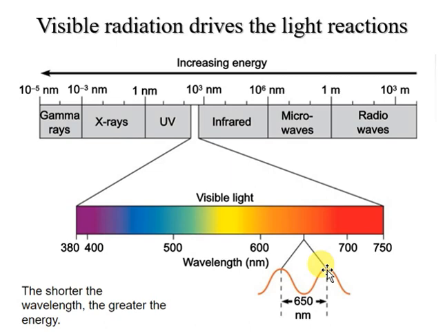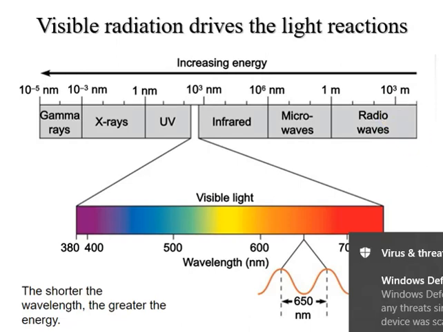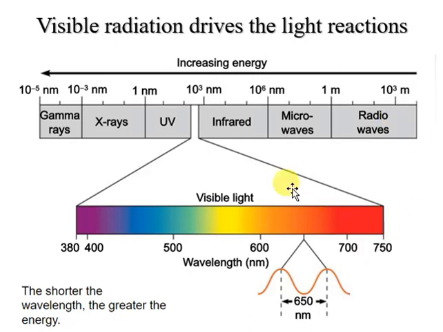So the distance between the peaks of waves are wavelengths. Now, the entire range of radiation that exists is known as the electromagnetic spectrum. Now, the segment of the spectrum that's important to us is visible light. Visible light encompasses the range of the spectrum from 380 to 750 nanometers in wavelength.